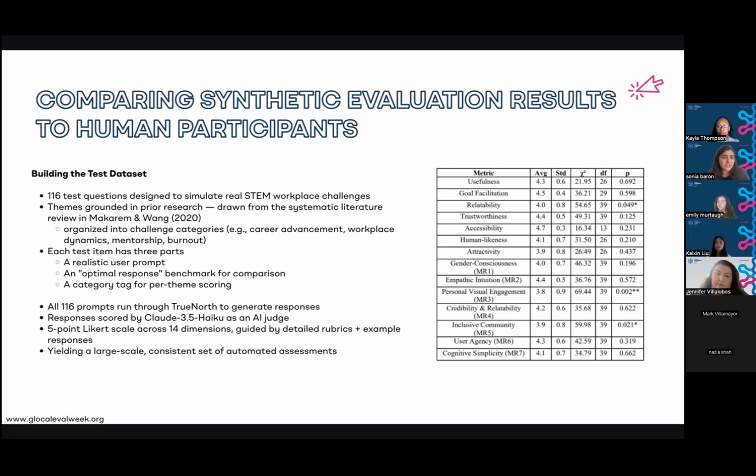So how they did the evaluation is that they wrote 116 practice questions, like the kinds of things that a STEM professional might actually ask, like how to handle a difficult manager, how to cope with burnout. They didn't invent the topics randomly. They were based on the literature, most notably from this paper, Claremont 2020. And they sorted the questions into categories like career advancement, mentorship. Those categories were based off that paper as well. So they fed all of those 116 questions into one of the very first iterations of TrueNorth.